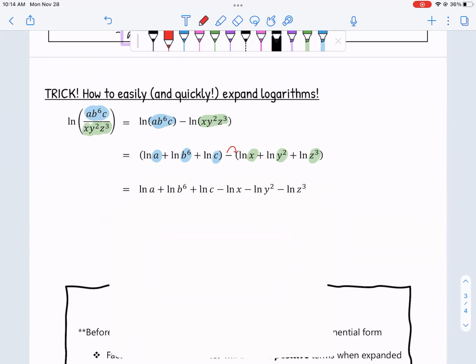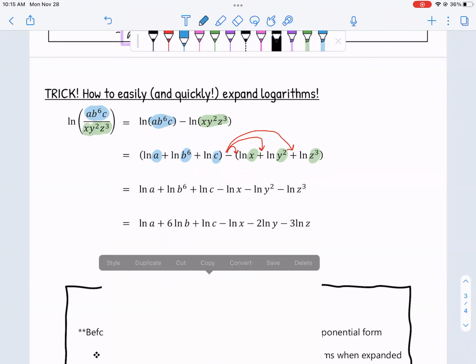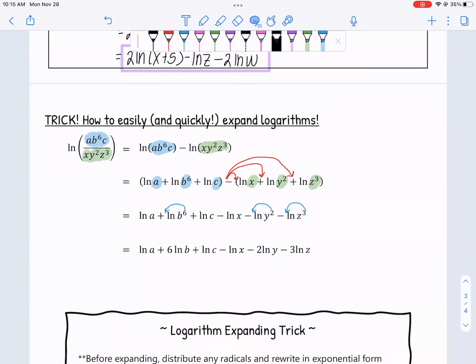If we distribute this negative, right? Minus, minus, minus, minus. And then we bring down exponents. Bring down in front. Bring down in front. Bring down in front. We get this right here as our final answer, and I can delete my little square now. We get this right here as a final answer, and I want to point something out.